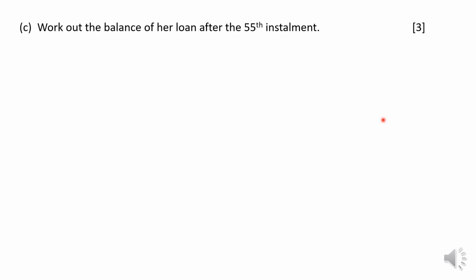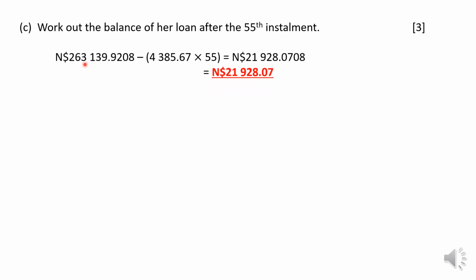Now there's a C part to this question. It says work out the balance of her loan after the 55th installment. So how much is it after the 55th installment? What I will do is take what she must pay back to the bank, then subtract what she pays per month times 55 months. Remember, she has to pay this for 60 months, so it's about 5 months shy of the total loan repayment period. So I expect a very small amount of money left to pay the remaining 5 months.